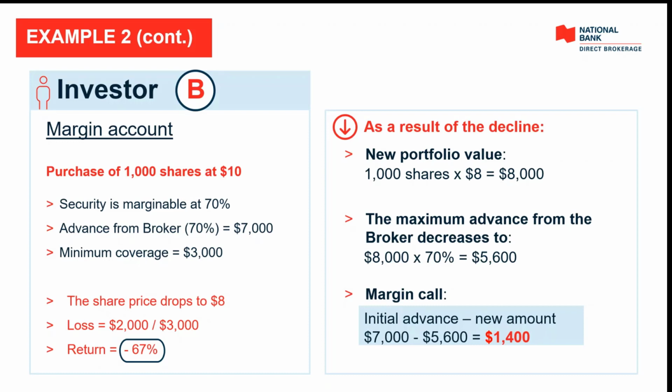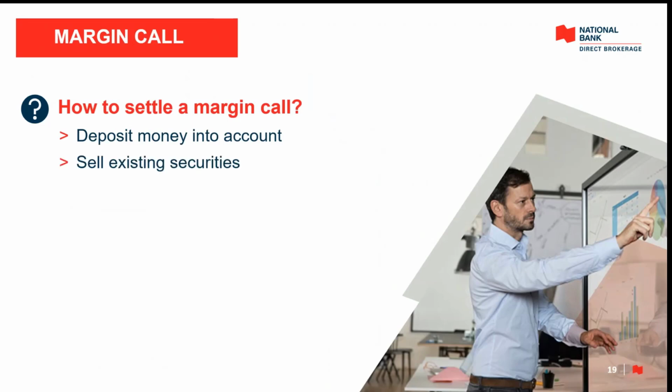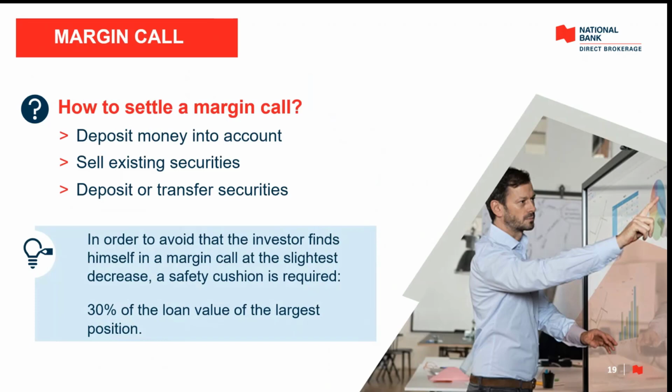For our next slide, let's see how an investor can settle a margin call. There are 3 options available to you. The first is to deposit money into the margin account by doing a bank transfer from your bank account. You can also sell existing securities held in the portfolio, or deposit or transfer securities from another non-registered portfolio. In order to prevent the investor from going into a margin call at the slightest change in price, a safety cushion or security cushion is required. It represents 30% of the loan value of the largest position in the portfolio.